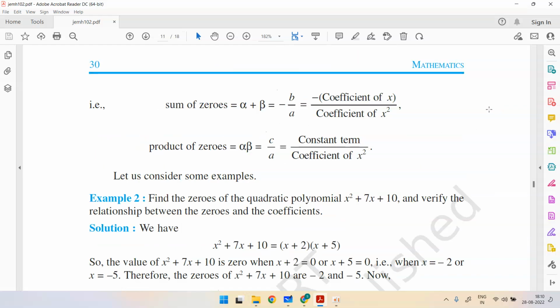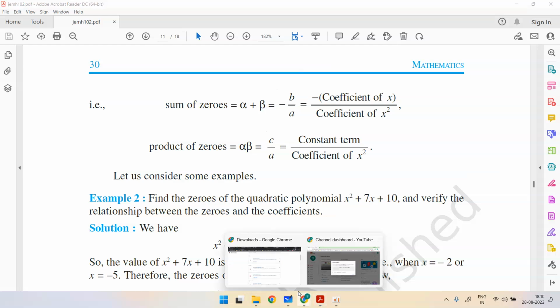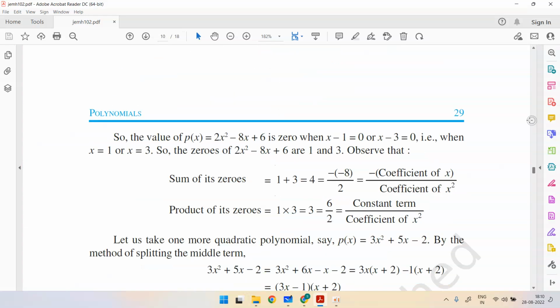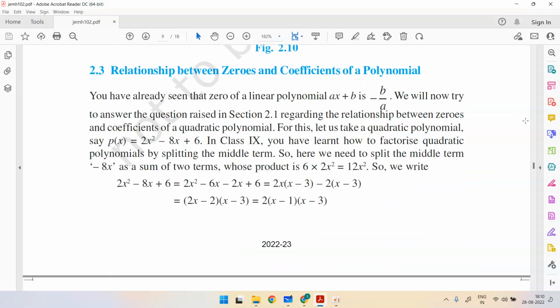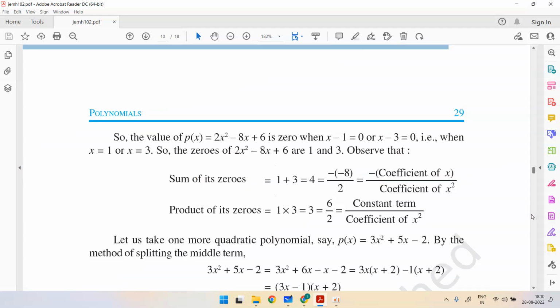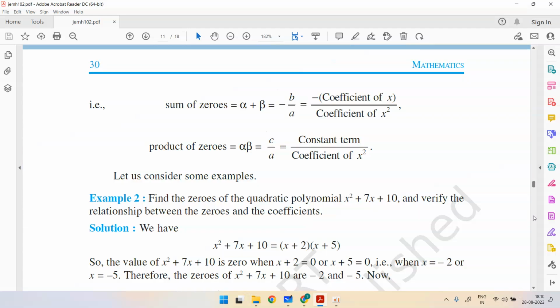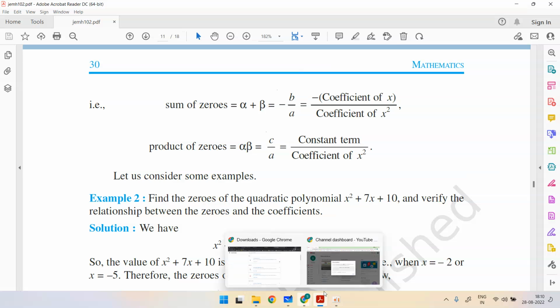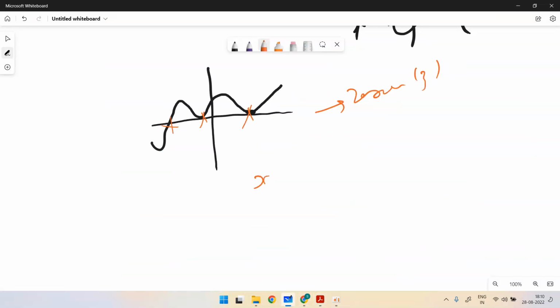Example number 2. Find the zeros of the quadratic polynomial and verify the relationship between zeros and coefficients. So x square plus 7x plus 10.